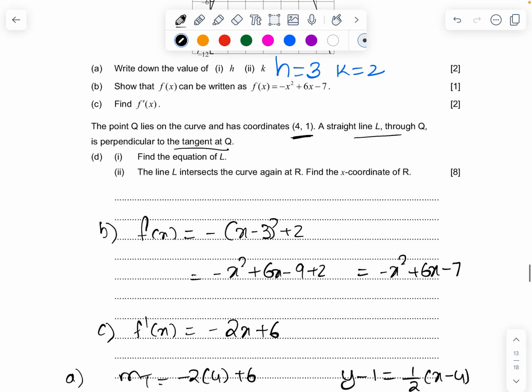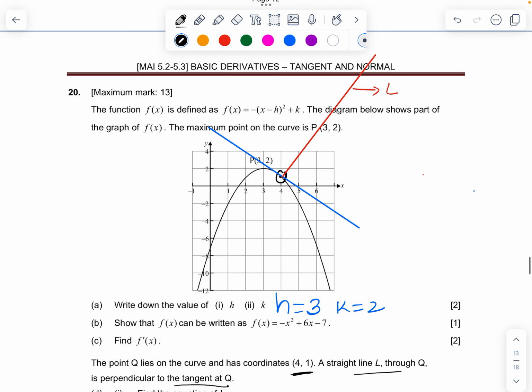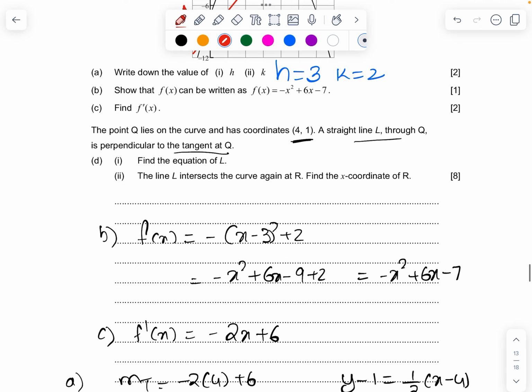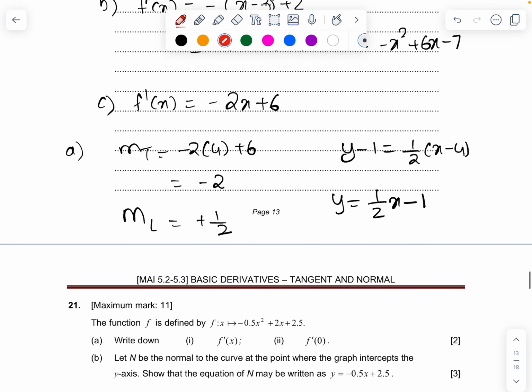The line L intersects the curve again at R. Find the coordinates of R. So when you extend that line L, it goes and intersects the curve again at one point. That is R. What is that one? So for that, use the GDC.